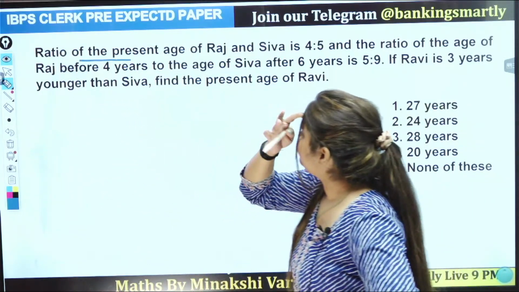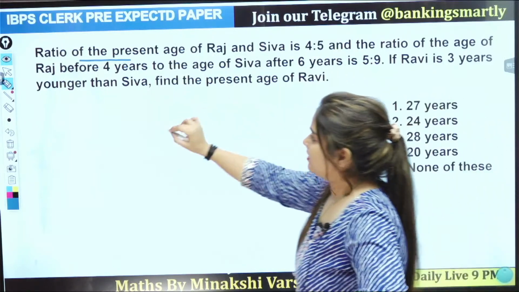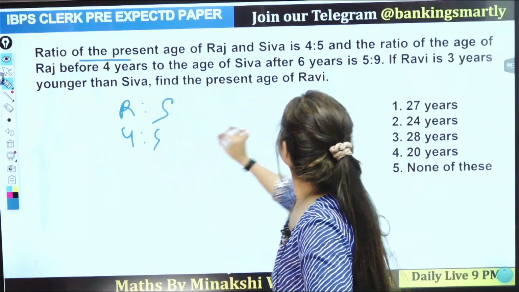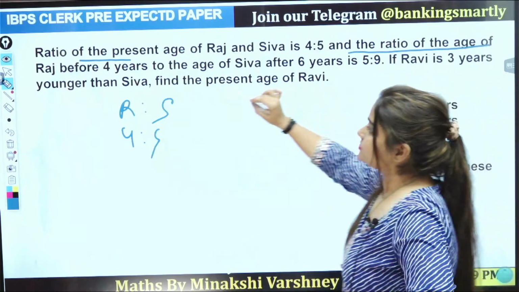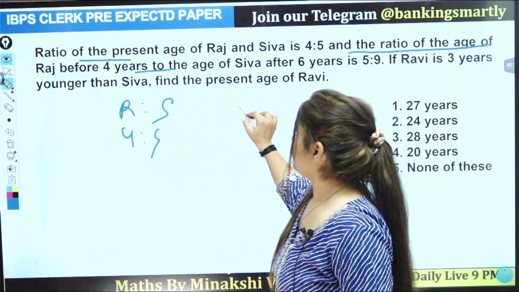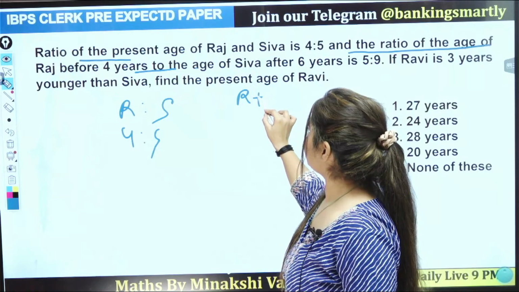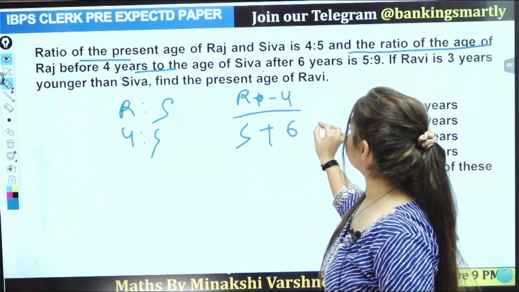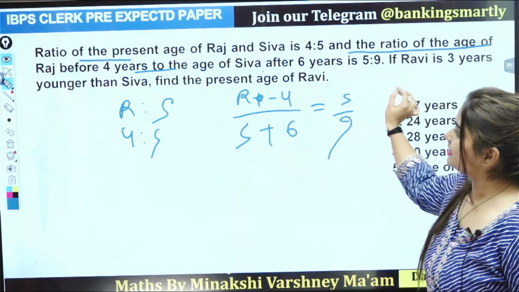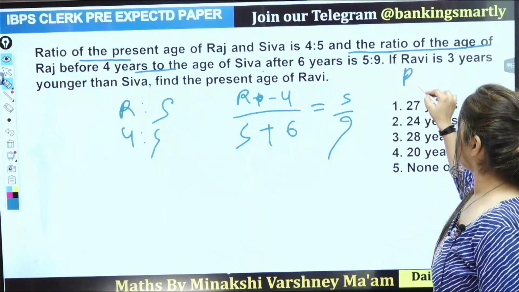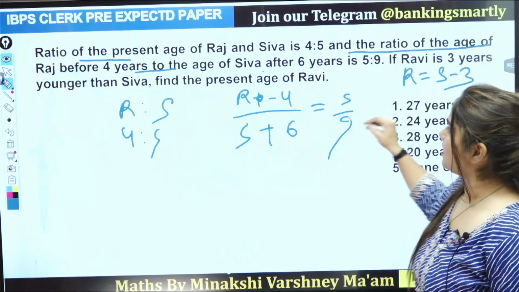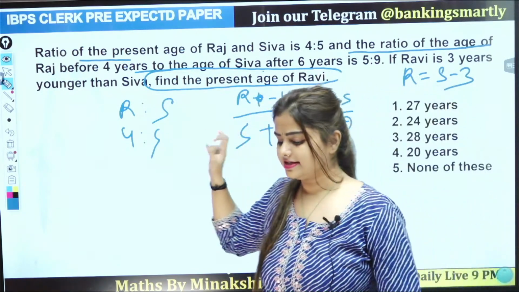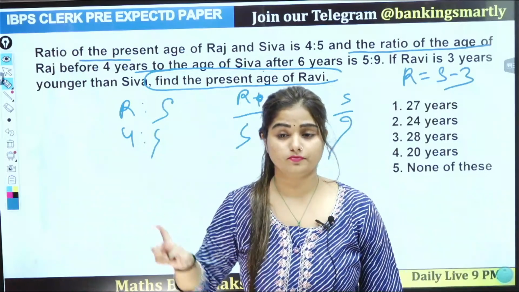The ratio of the present ages of Raj and Shiva is 4:5, clear? And the ratio of Raj's age before 4 years, that means R minus 4, and Shiva's age after 6 years is 5:9. Ravi is 3 years younger than Shiva. What is the present age of Ravi? These types of questions you can do by options also.